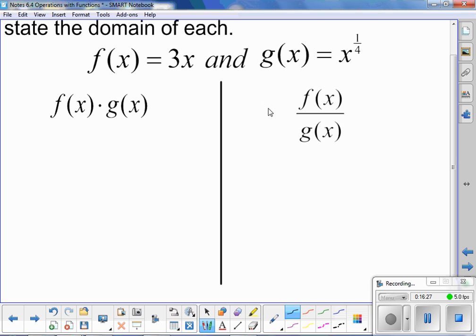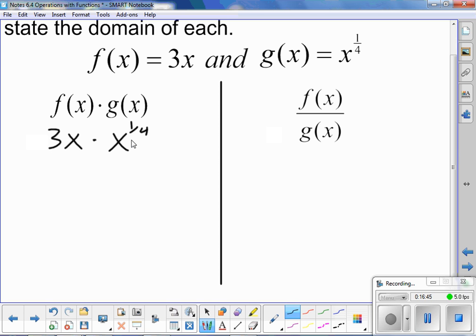So let's try multiplying these. 3x and x to the 1/4. So f of x is a 3x times g of x is only one term. I'm not going to use parentheses here since they're both just one term. X to the 1/4. I don't need to put them in a group when there's only one thing here.